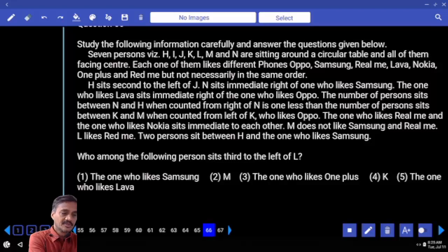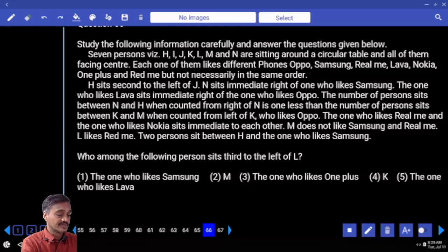NO-41 IBPS Clerk Prelims, isn't it? Then coming to question number 66 onwards. Now the 66 to 70, which category does it come under? Circular arrangement along with a parameter. Tell me whether it comes under the first or the second priority.